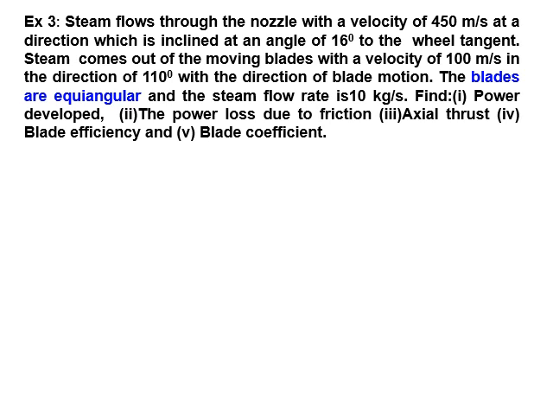Steam comes out of the moving blades with the velocity of 100 meter per second, that is V2 is equal to 100 meter per second. The direction is 110 degrees with the direction of the blade motion, that is alpha 2 is equal to 110 degrees. Blades are equiangular, that is beta 1 is equal to beta 2, and the steam flow rate is given as 10 kg per second, m is equal to 10 kg per second. Find out the power developed P, power loss due to friction, axial thrust F of A, blade efficiency and blade coefficient, that is C of B.